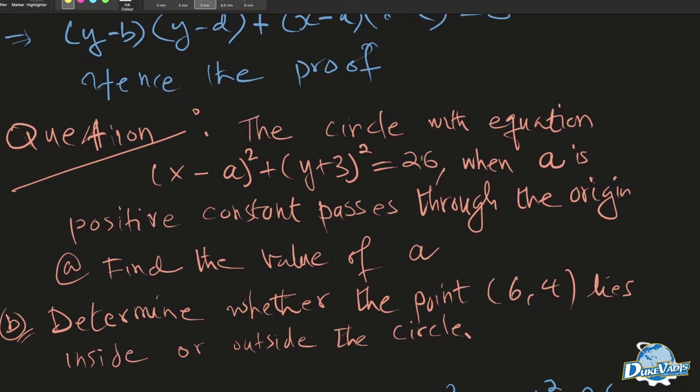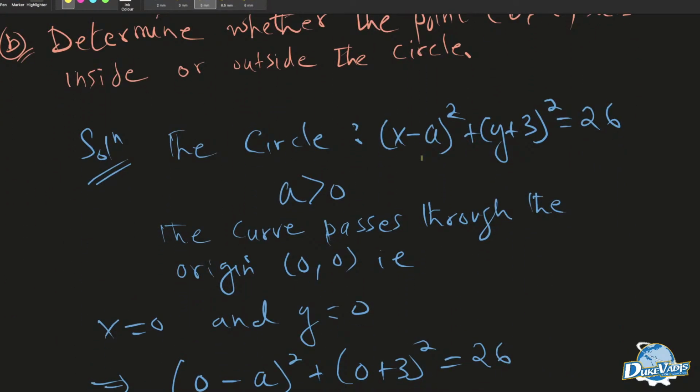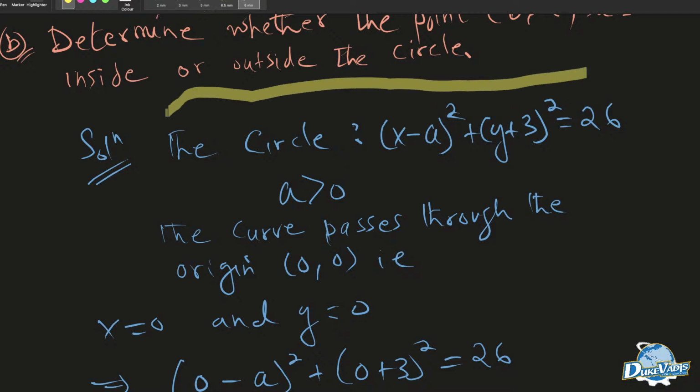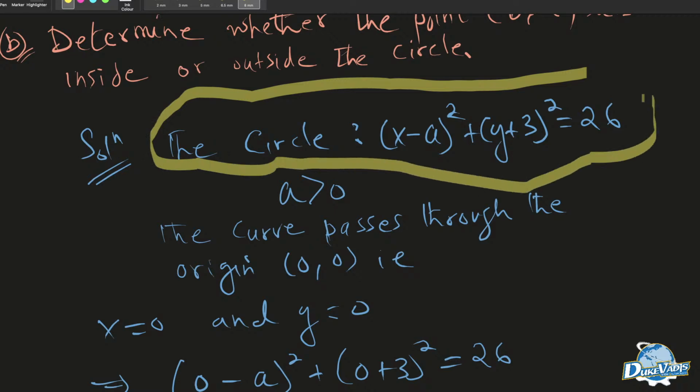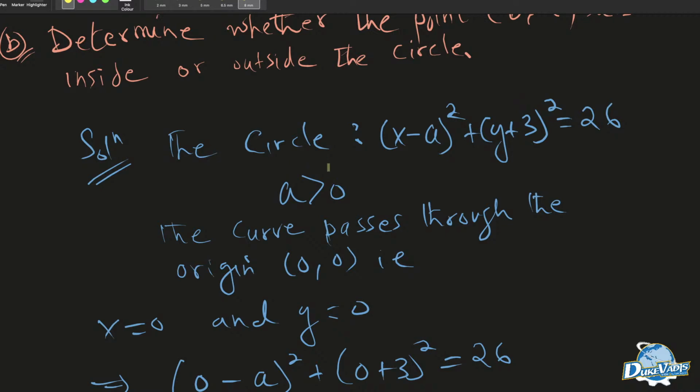As we can see, the circle is given here, so we shouldn't be scared at all. Look at it. This is the whole equation, that's the circle given to us. The question says a is a positive value, so that means greater than 0. The curve passes through the origin, which means x is equal to 0 and y is equal to 0. So all we have to do is put these values into this equation.